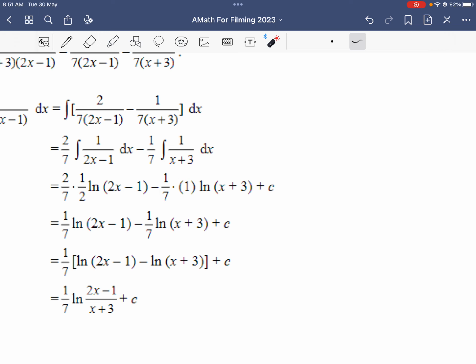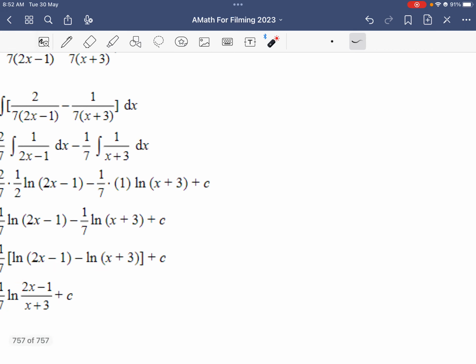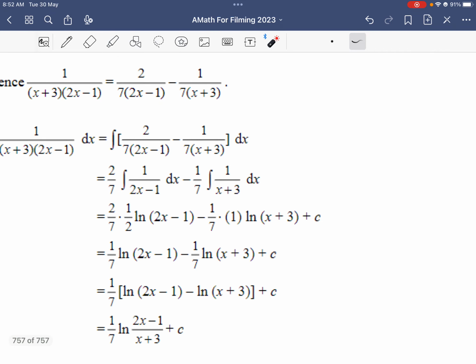Similarly, for this term here, negative 1 over 7, you factorize it. Integrating this yields ln of (x plus 3). You differentiate x plus 3, you get 1. So 1 over 1, no change. Hence you get negative 1 over 7 ln of (x plus 3). Then not forgetting your integration constant plus c. And if you leave it in this form, it's perfectly fine. What the book actually does is combine using the laws of logarithms to get this. It's also completely fine.